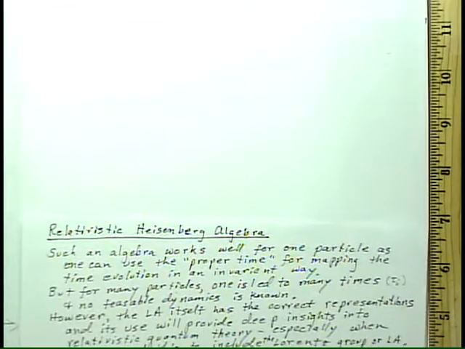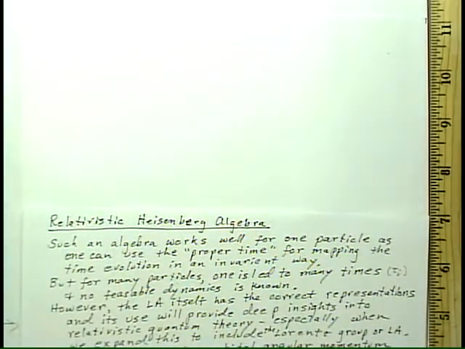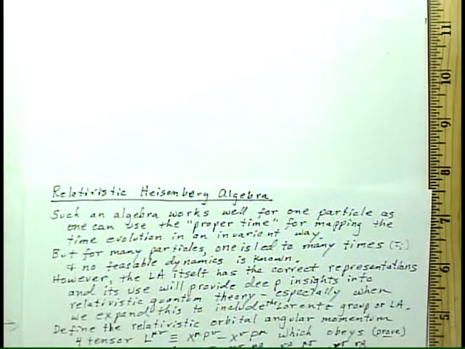There's no feasible dynamics known that can help one deal with a multiple time dynamic. However, the Lie algebra itself does have the correct representations, and its use will give us deep insight into the relativistic quantum theory, especially when we expand this to include the Lorentz group, or the Lorentz Lie algebra. Okay, so we now begin proceeding in a way that's very reminiscent, almost identical to the way we did it for the non-relativistic case.